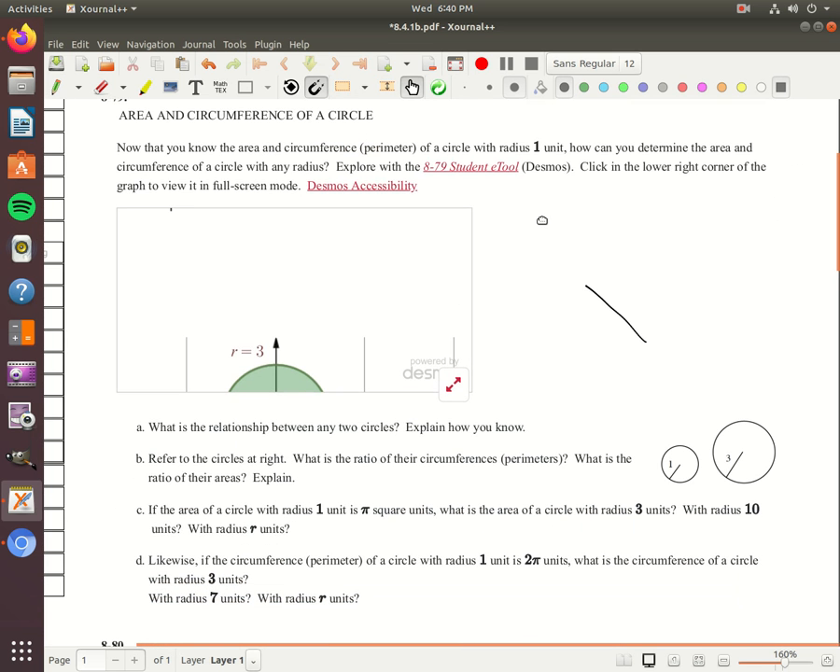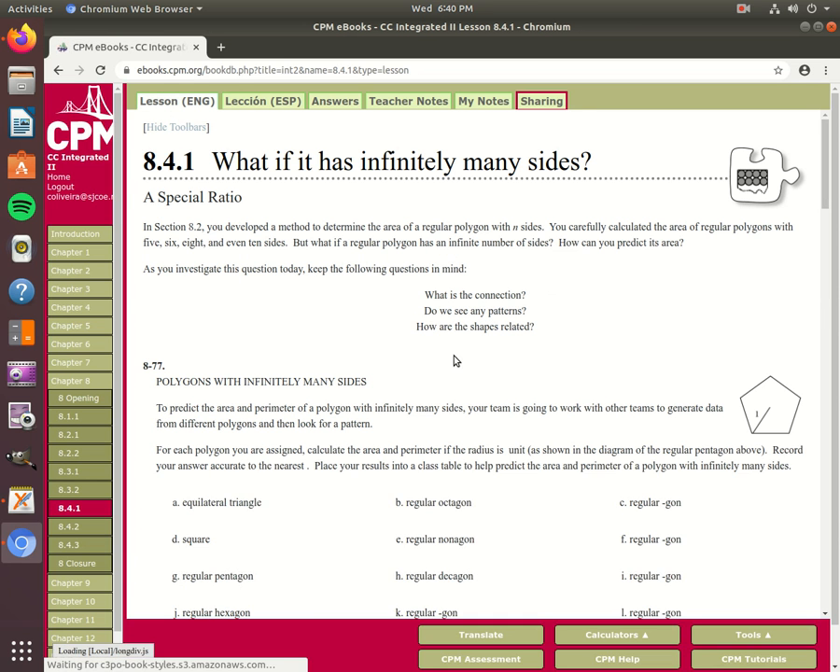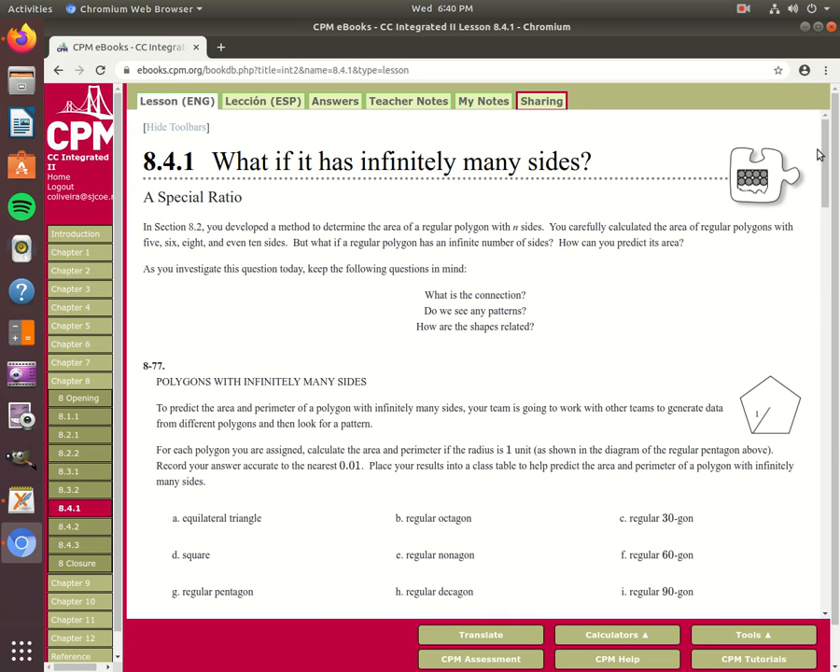Okay, so it says area and circumference of a circle. Now that you know the area and circumference of a circle with a radius of 1, how can you determine the area and circumference of a circle with any radius? Explore the tools in the Desmos below, and answer these questions. All it is is 2 circles. It doesn't really show up the way I would like it to, so that's okay. I'll show you what it is. Actually, I can probably go here and show you what it is so we can see it. It's really not that big of a deal.